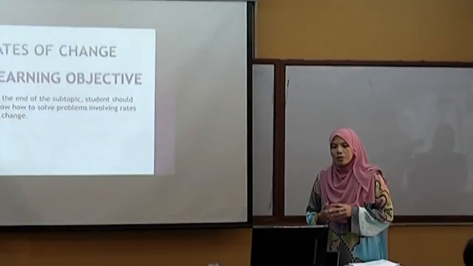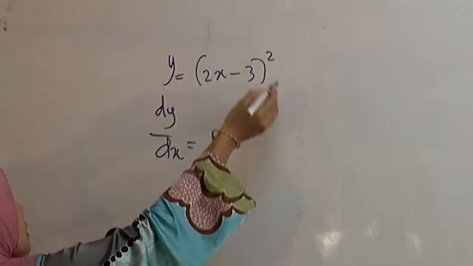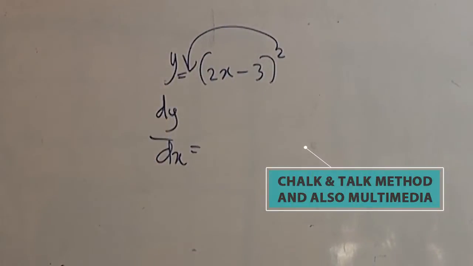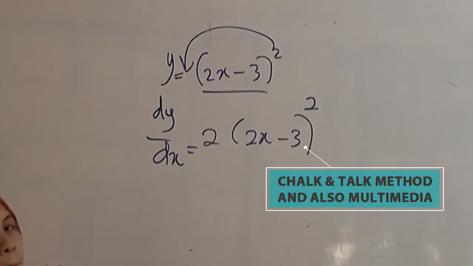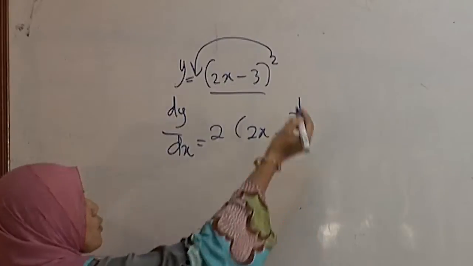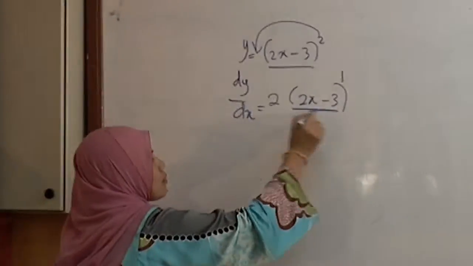So to overcome the problems, I use chalk and talk, and I also put in multimedia for an enjoyable learning atmosphere, which is iSpring and YouTube. During the first session of the subtopic, I explain to the students how to solve the problem, which consists of 5 steps. There are 5 steps to solve the rate of change problem.